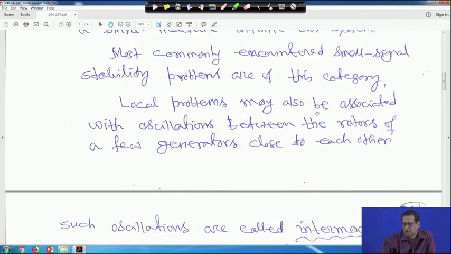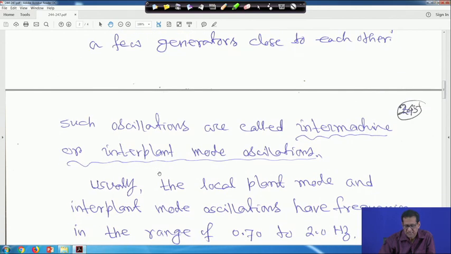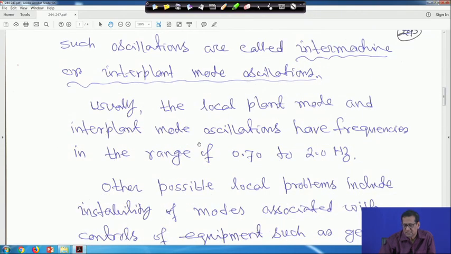Local problems may also be associated with oscillations between the rotors of a few generators close to each other. Such oscillations are called intermachine or interplant mode oscillations. This terminology you should keep in your mind, because this is underlined also, right. Usually the local plant mode and interplant mode oscillations have frequencies in the range of 0.7 to 2.0 Hz, right.